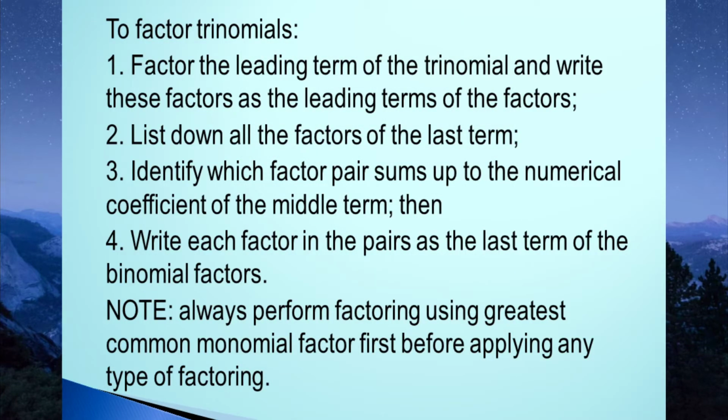In order to factor this kind of trinomial, first, factor the leading term of the trinomial and write these factors as the leading terms of the binomial factors. Second, list down all the factors of the last term. Third, identify which factor pairs sum up to the numerical coefficient of the middle term. Then, write each factor in the pair as the last term of the binomial factors.